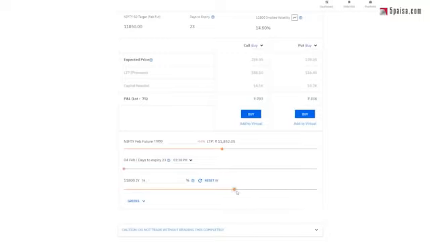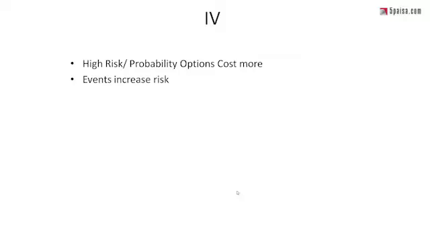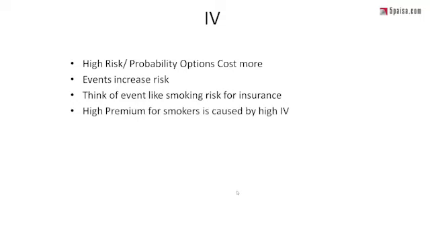So IV is basically a measure of risk. When there are lots of things about to happen, there is going to be high IV and high option price. So look at it this way, right? Again, like we said before, high risk and high probability options cost more money. In other words, events increase risk. So this is similar to an accident prone driver or a smoker for insurance. And high premium of smokers is caused by high IV.